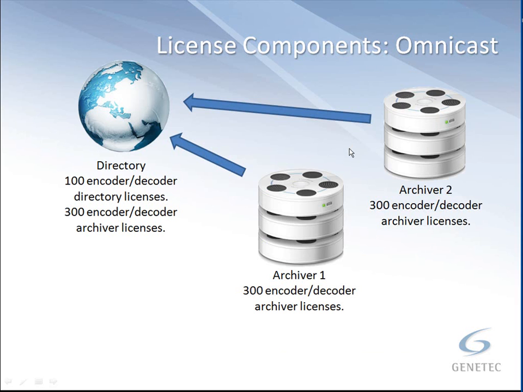So let's take a quick glance at an example. Our directory here has a limit of 100 encoders and decoders, or cameras, and our 3 archivers each have a limit of 300 cameras. So if we have 40 IP cameras on each remote archiver, and we have 20 on the main directory, then our directory encoder-decoder limit will have been reached. Even though there's lots of room left on the archivers, we won't be able to add any more cameras. If we try to add a camera to one of the archivers, it'll show up in red and not allow the connection.